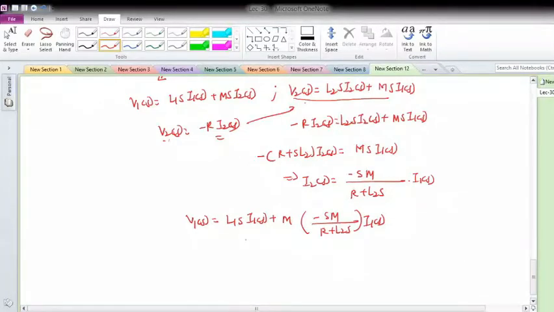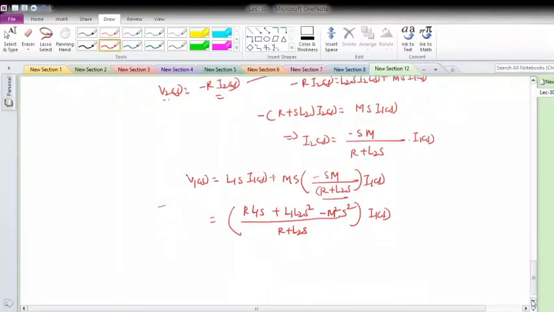I'll take I1 of s common, so it comes out to be R into R, this multiplied with this, so it will be R L1 s plus L1 L2 s square minus M square s square over R plus L2 s into I1 of s. Yeah, it was M s into M s I1 of s.